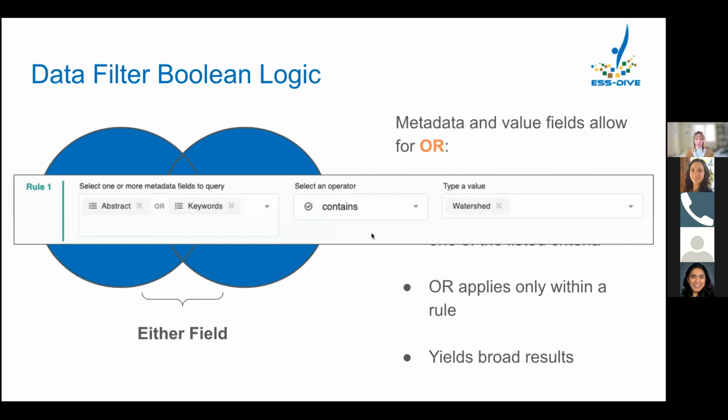So here we're looking at all 3 components that we walked through earlier. On the leftmost side, when I selected metadata fields, I decided to select abstract or keywords. I wanted to see a list of any data sets that contain the word watershed in either the abstract or the keywords. This would yield broader results than if you searched for abstract contains watershed plus rule 2, where keywords contains watershed, because that would give you very narrow results.